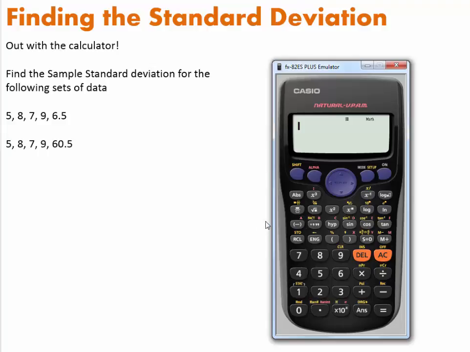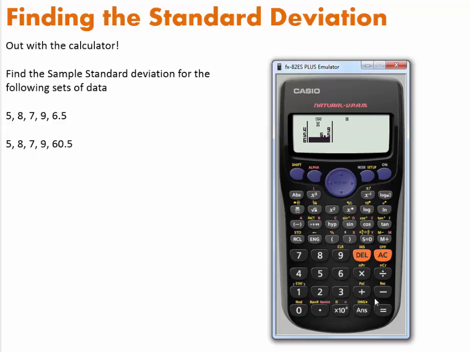Okay, so let's start the standard deviation process. I want to go into stats mode, so I'm going to press mode, stat. Now we're interested in the variance, so we're going to look at number 1 for that menu. That brings up the table for me to enter the data in. So I'm just going to press 5 equals, and that puts the 5 in the first spot, and we'll do that for the rest. So 8, 7, and 6.5.